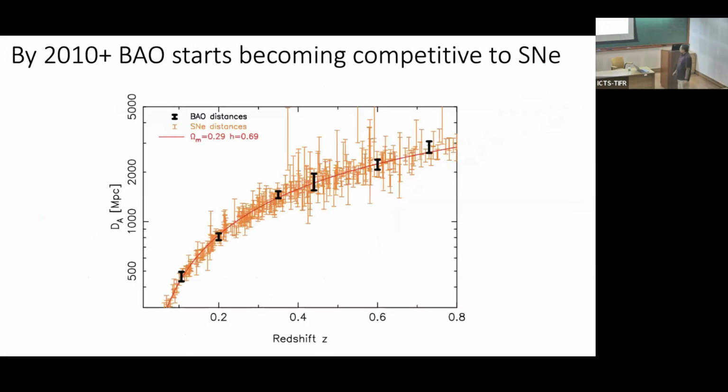One interesting thing is to look at how powerful it is when compared to supernovae. When WiggleZ came out, this was the WiggleZ points, and this was the supernova points. 1,000 supernova points, and 1, 2, 3, 4, 5, 6 WiggleZ points. We get almost very similar cosmological combinations.